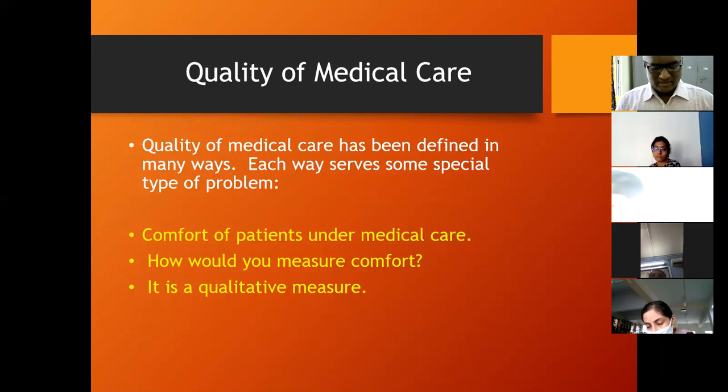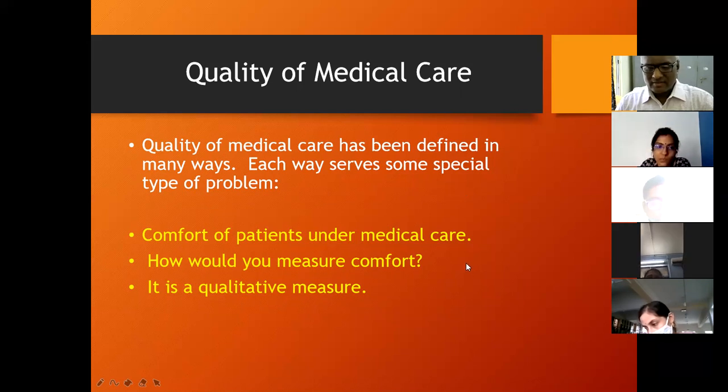I want to study about this. Quality of medical care can be a qualitative research and quantitative research. So quality of medical care has been defined in many ways. Each way serves some special types of problems. Suppose, what is the quality of medical care? Comfort of patients under the medical care.